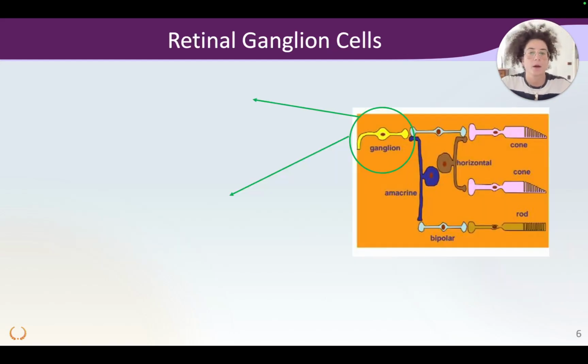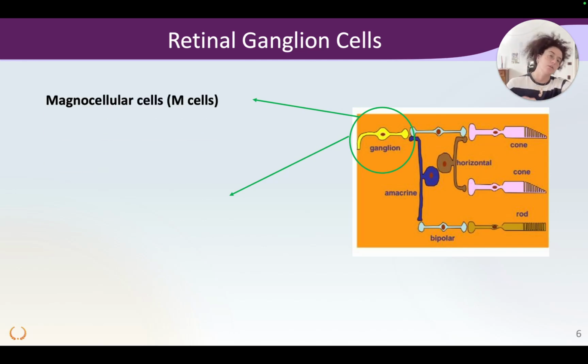Then we have the retinal ganglion cells, which are retinal neurons. There are two layers to which photoreceptors are connected. The first layer consists of three types of cells: bipolar, horizontal, and amacrine. The horizontal cells connect the photoreceptors to the bipolar cells. The amacrine cells connect the bipolar cells to the second layer of the retinal neurons, which are the retinal ganglion cells, subdivided into two types.